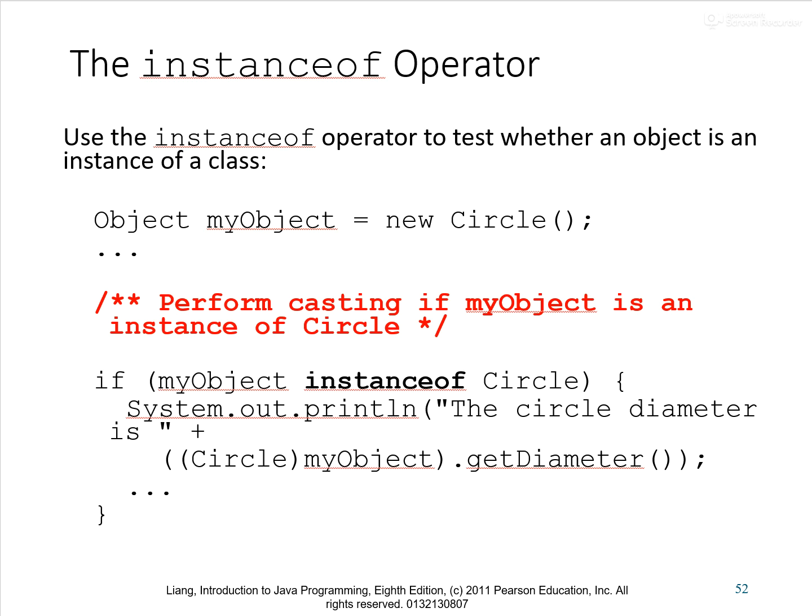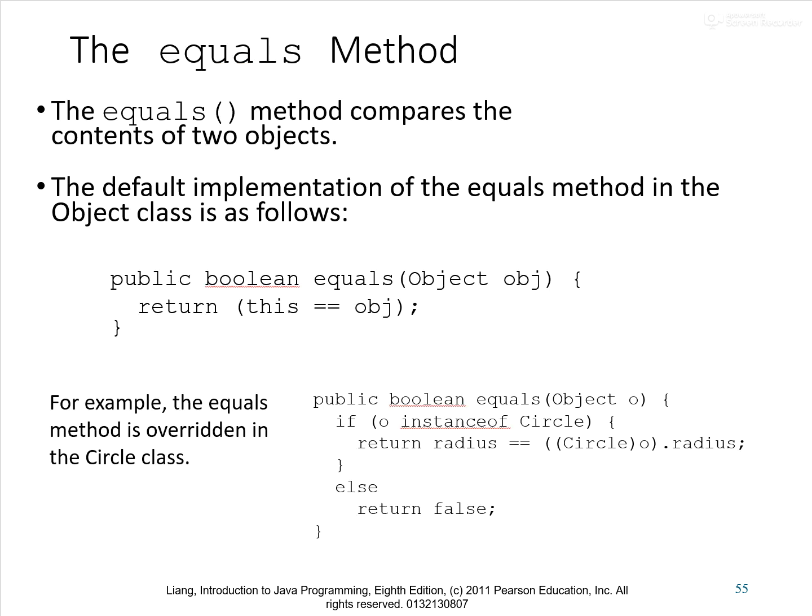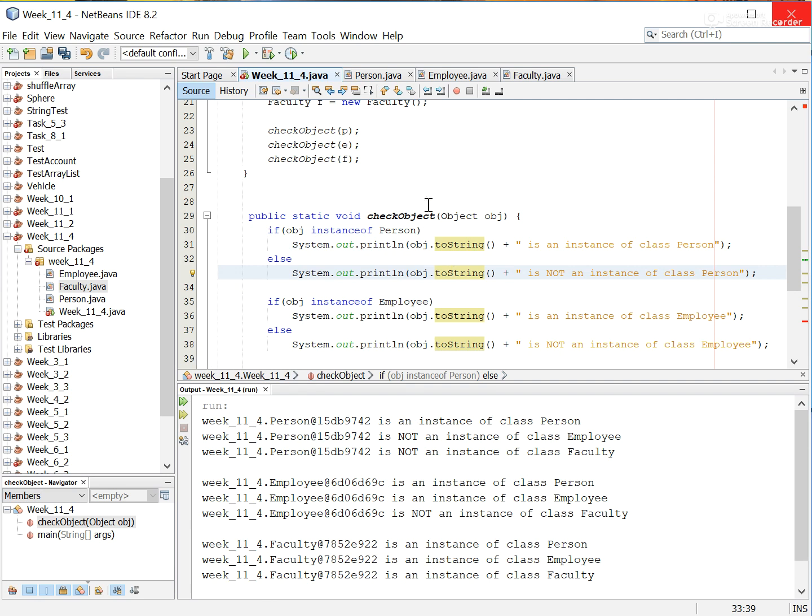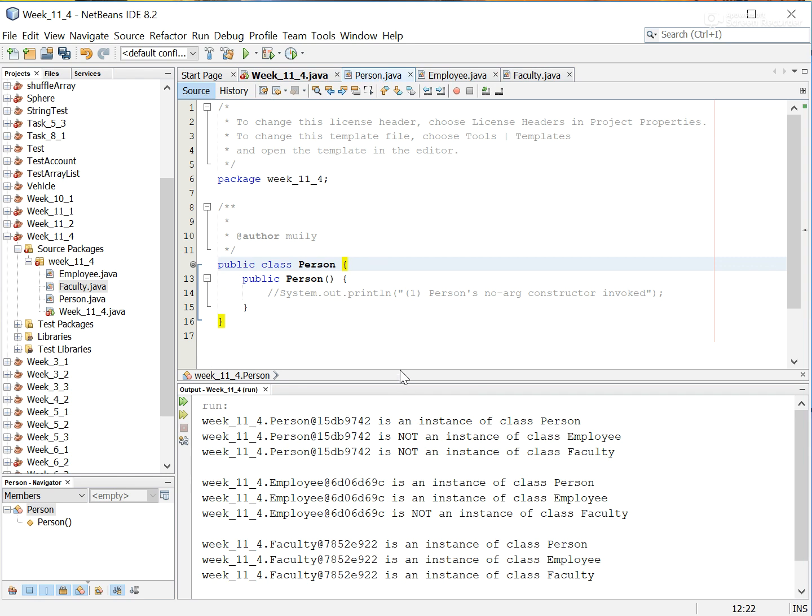Jump back here. So we did instanceof, and related to instanceof, we have a method called equals. And what the equals method does is it checks whether the contents, the data contents, the member variables of two objects, whether they have the same values or not. So in the example we have over here, our person, employee, and faculty objects were all empty.